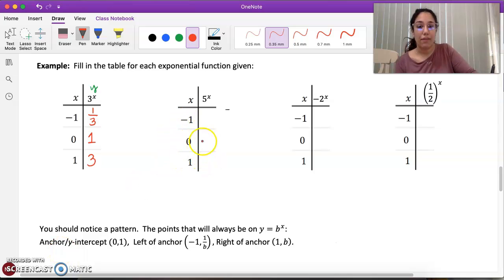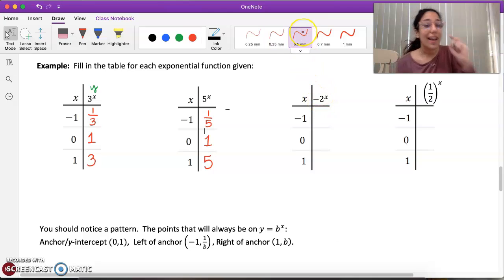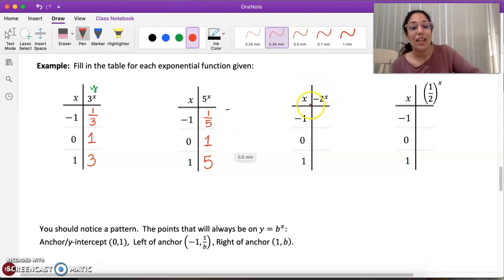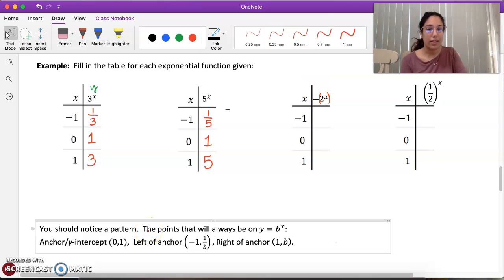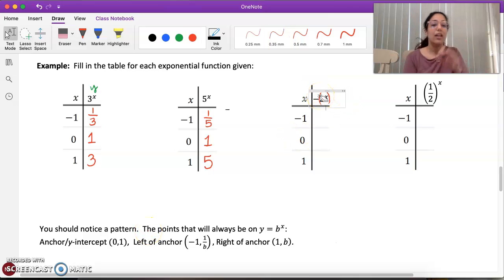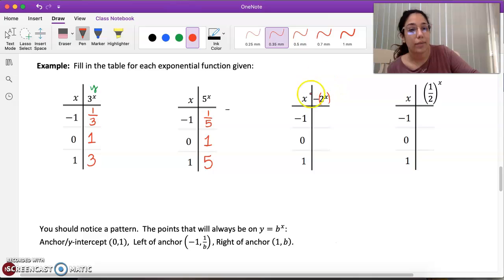Same thing here. We have 5 to the 0 is 1, 5 to the first is 5, and then 5 to the negative 1 is 1 over 5. What about if it's negative? So technically speaking, unless there are parentheses here, this is technically 2 to the x, right? The x goes to the 2 only. And there is a negative in front of it. I know that sounds weird, but this is technically what's happening here. It is negative of 2 to the x. And so we do 2 to the x first, and then we negate it.